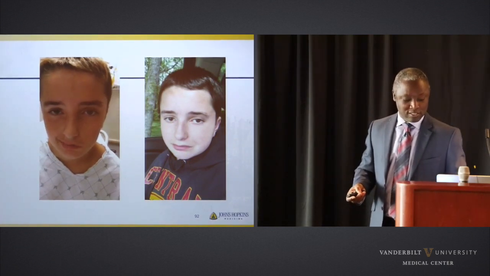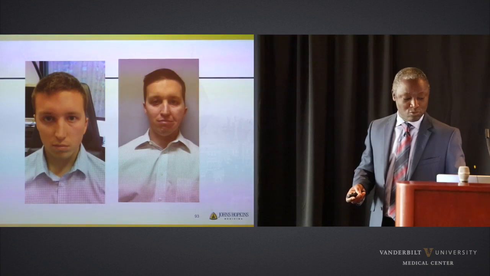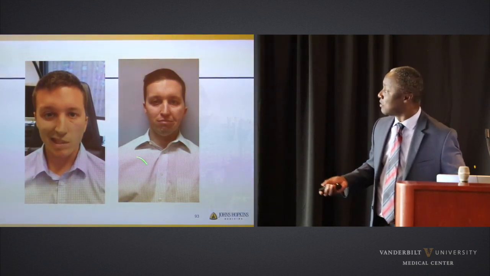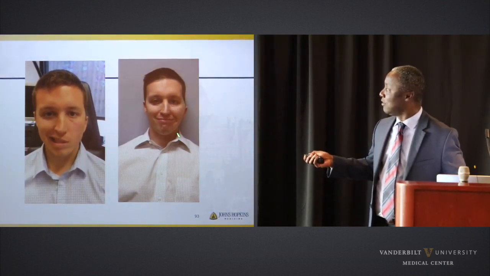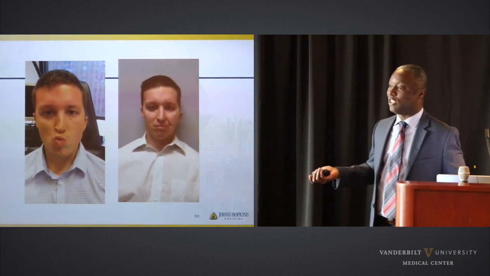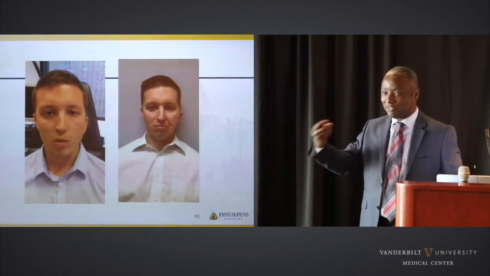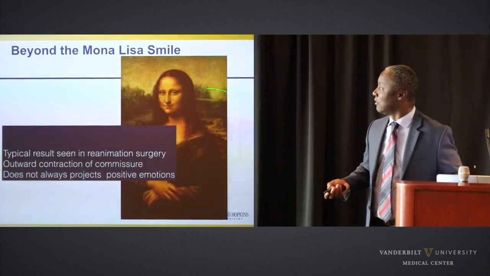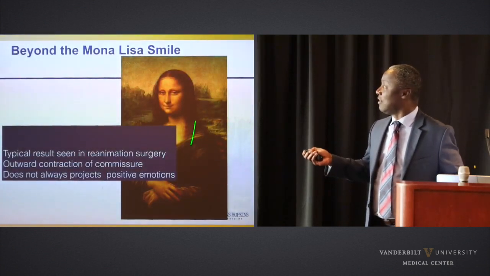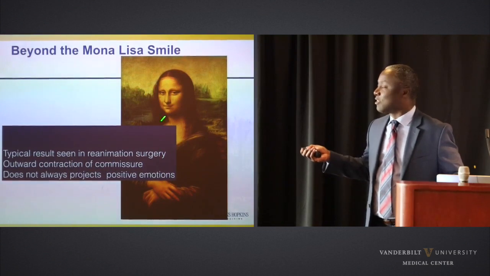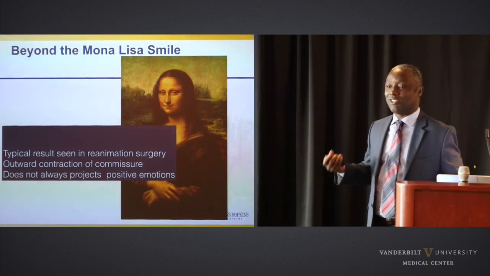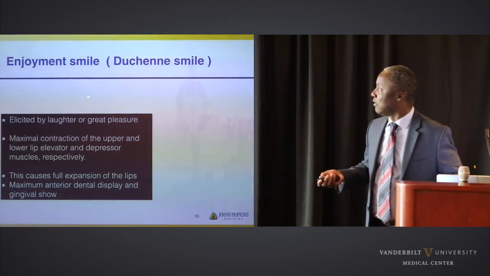So I'm going to show you the things that we're doing to try to move beyond that. Another Mona Lisa smile, asymmetric. You have to smile, no teeth showing, good result, but not that positive emotional smile that we want. So Mona Lisa, very popular for that smirk that she has on the face, but it's not the type of smile we want to recreate.